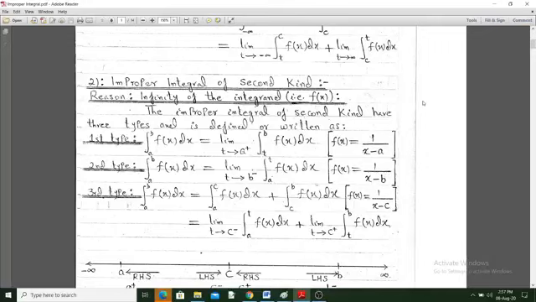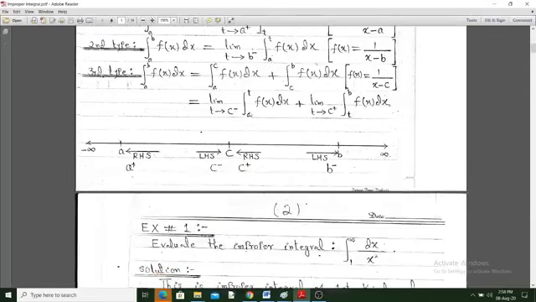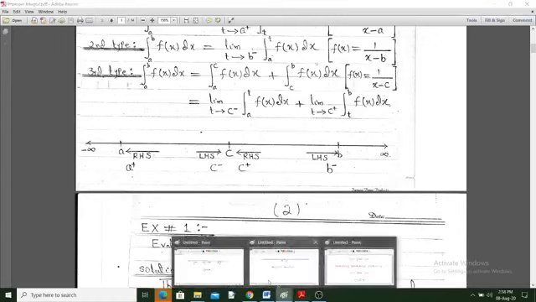Bismillahirrahmanirrahim. In the last lecture, we were discussing improper integral of second kind. So let's continue improper integral of second kind. I was explaining this real line. Let's now again look at this real line.